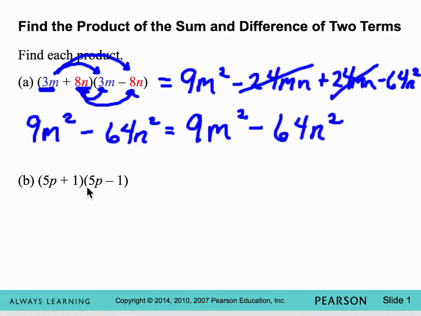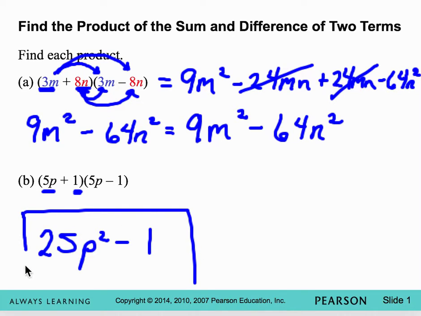Okay, so on this one, look, it's still the difference of two terms. It'll wind up being the difference of squares. If everything is exactly the same, the only thing that's different is the sign in the middle, and one's a plus and one's a minus, and it doesn't matter the order. Then to multiply it out, I get a shortcut. Okay, 5p times 5p, 25p squared. 1 times 1 is 1, and it's always a minus in between them. A lot handier than having to do my distributive property.